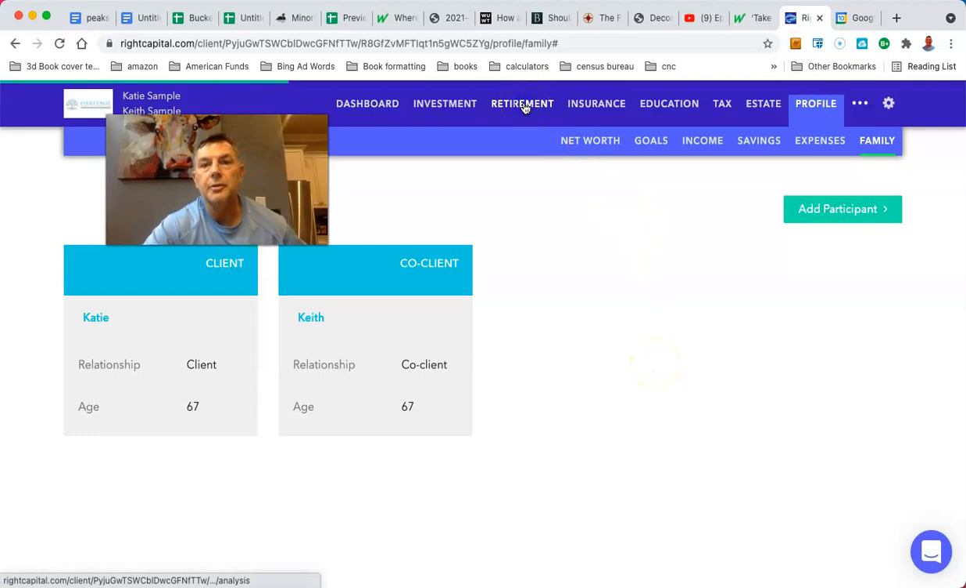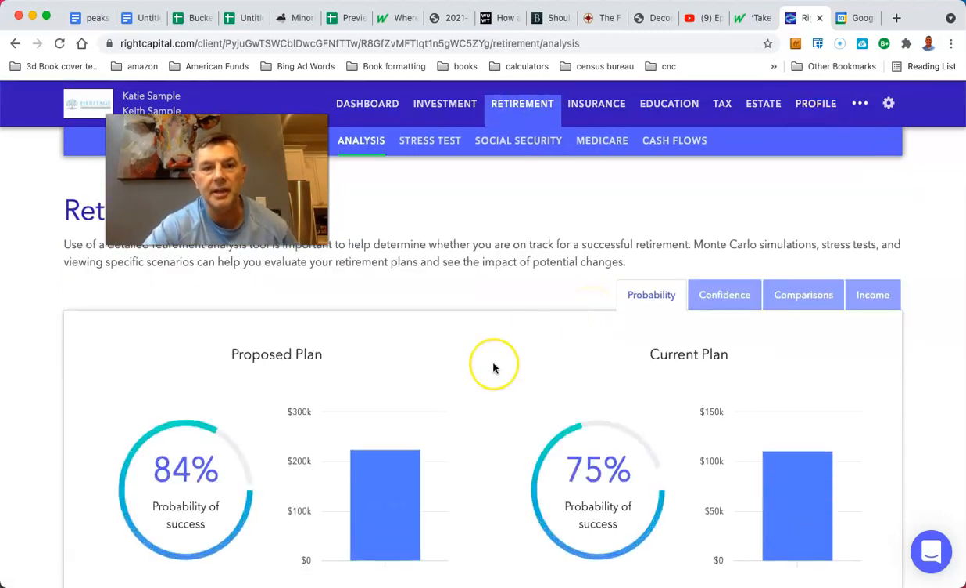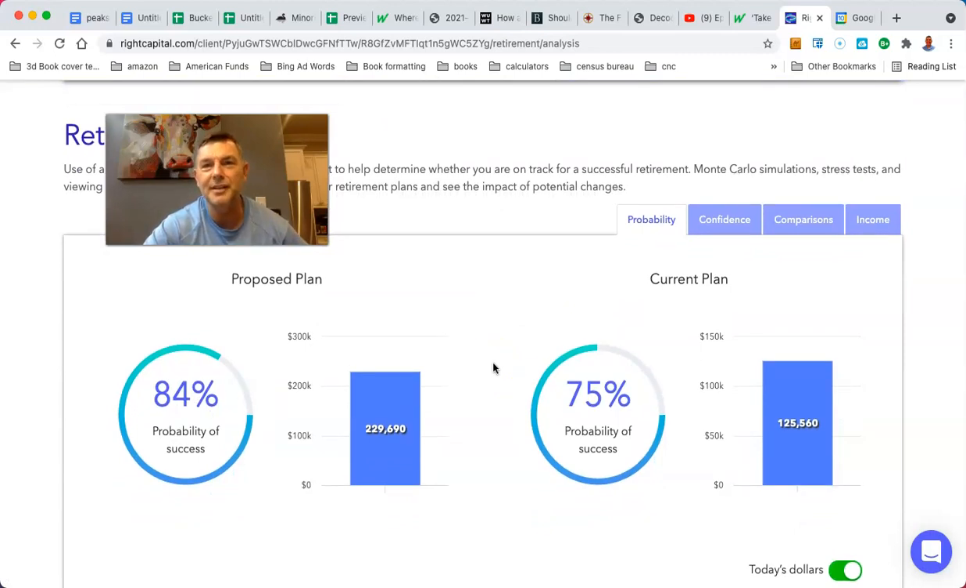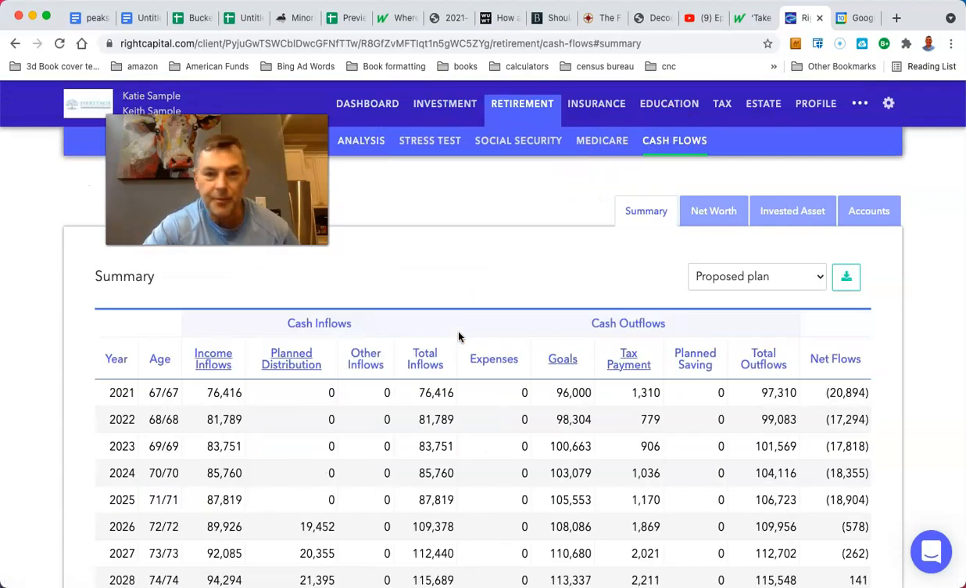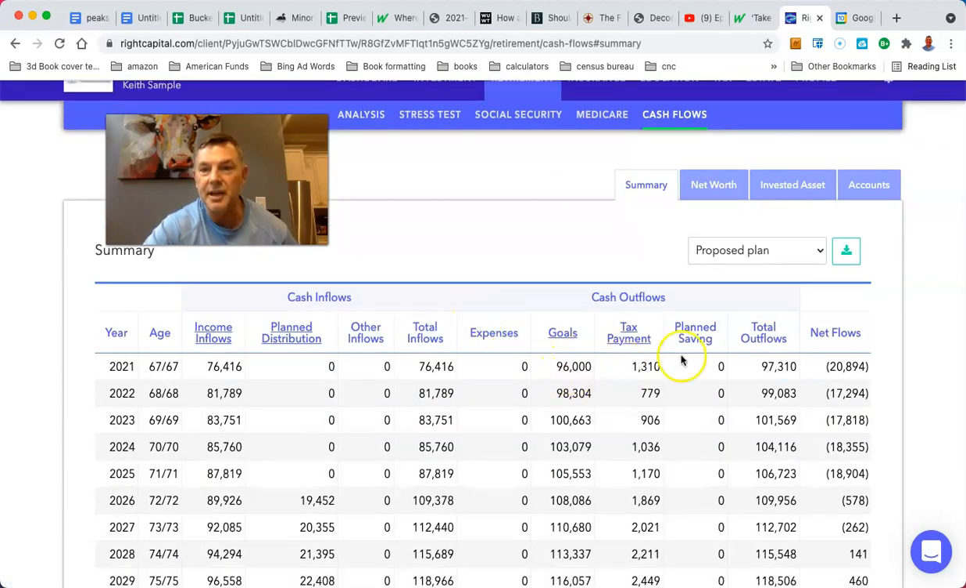All right, so let's go to retirement. What's her likelihood of success? And it's 84% now. Why is that? Well, if we go to cash flow, you can see that she's taking $20,000 a year from her retirement account to offset her Social Security.